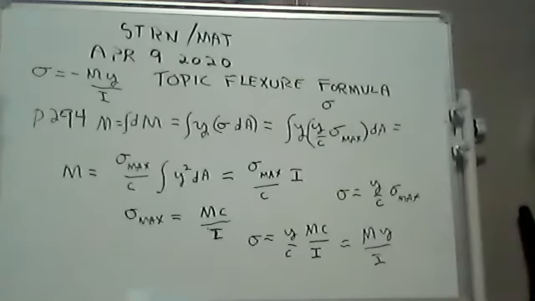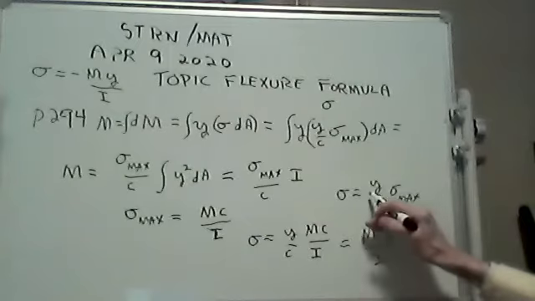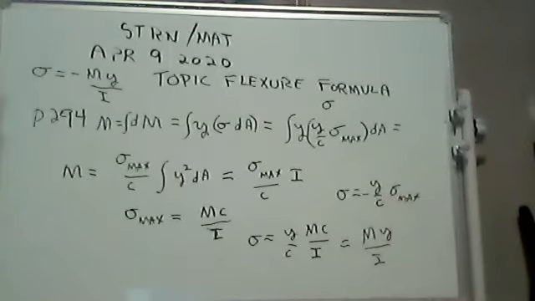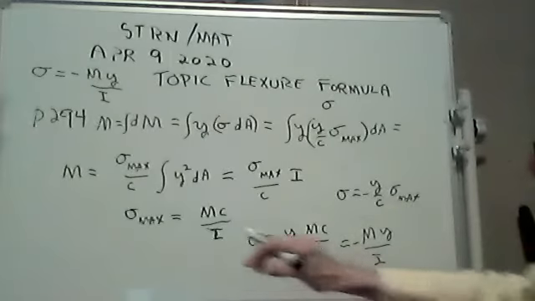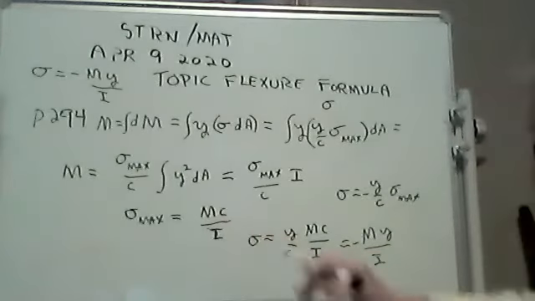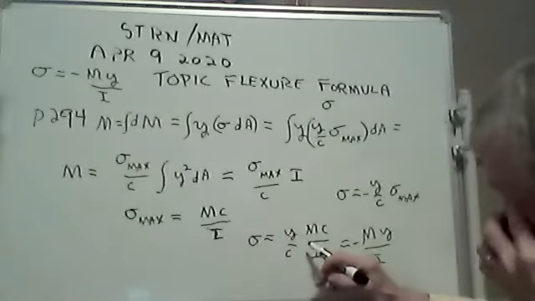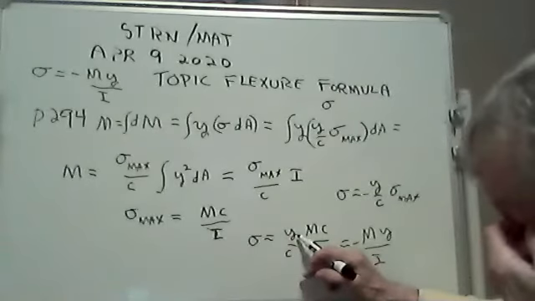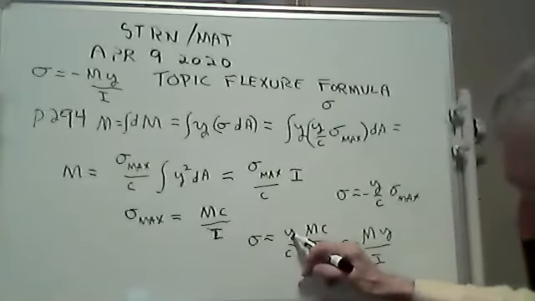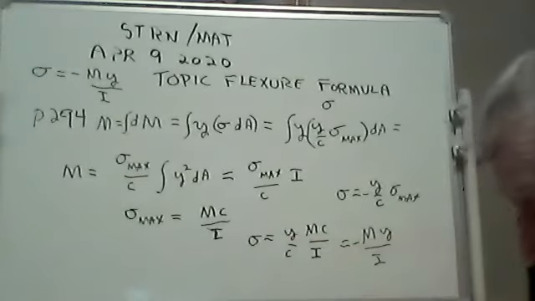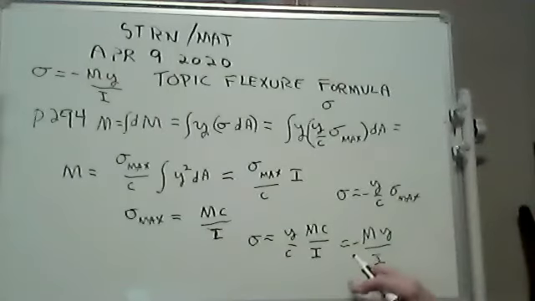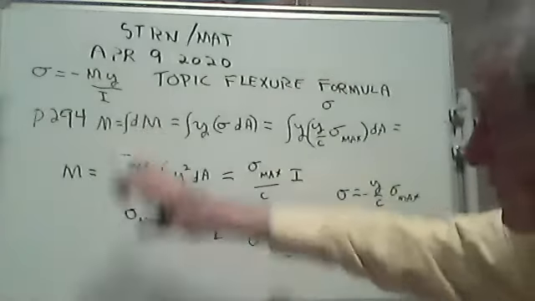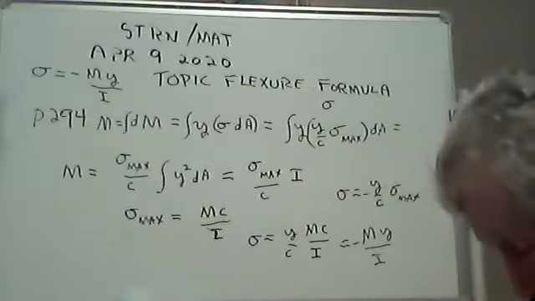Now, I forgot the minus sign, doggone it. Remember that minus sign? Don't get stressed out about that minus sign. It has to do with if y is positive, you get compression, which is minus. And if y is negative, two negatives make a positive. You get tension. And we're done. Ta-da! We just showed you where the flexure formula came from.